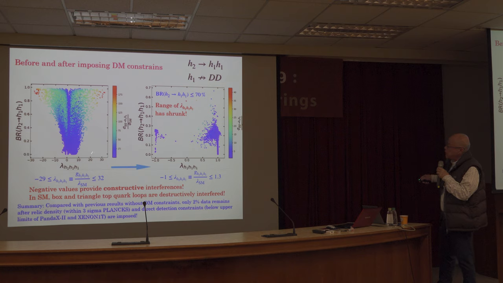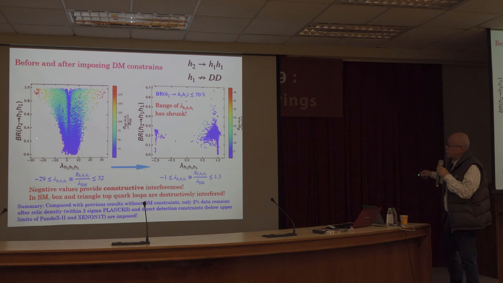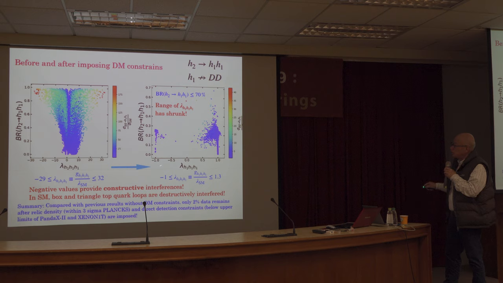And you can see that there's enhancement in the parameter space for this ratio, so that it can actually go from one order of magnitude to two orders of magnitude in the red zone. But the lambda has a wide range, right? And the branching ratio is also very close to 100%. And this part, the left, is before I impose the dark matter constraint in the theory. But once you impose the dark matter constraint, then the parameter space will shrink. For example, the lambda before is in a minus 30 to 30 range, and now it's shrinking to minus 1 to 1.